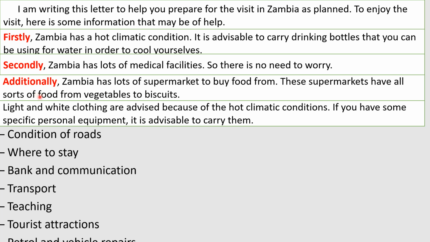Like using additionally. And also, sometimes you don't need to add these words. Of course, if you have done the first point, you have added the word, the second point, you have added, the third point, you have added, the fourth point, you can even start just like that. It's okay.